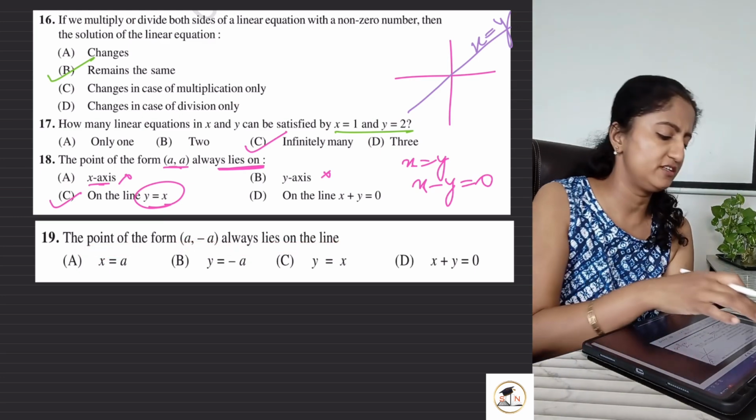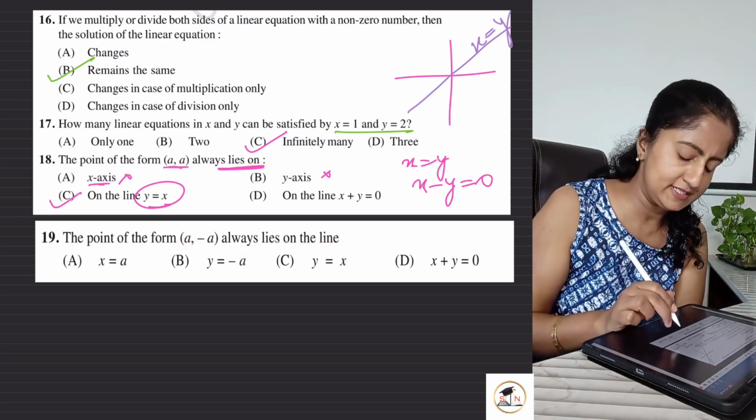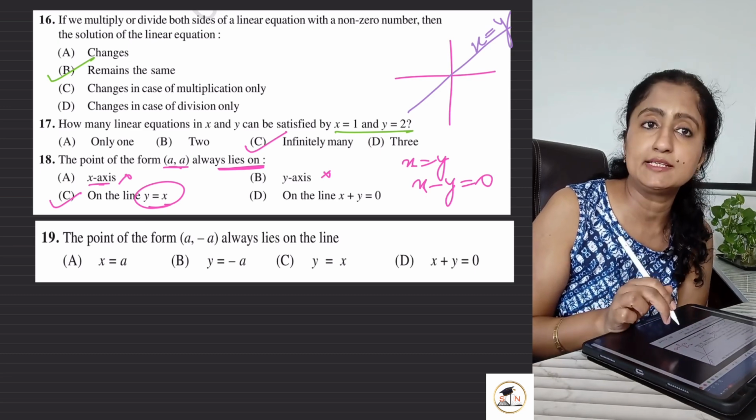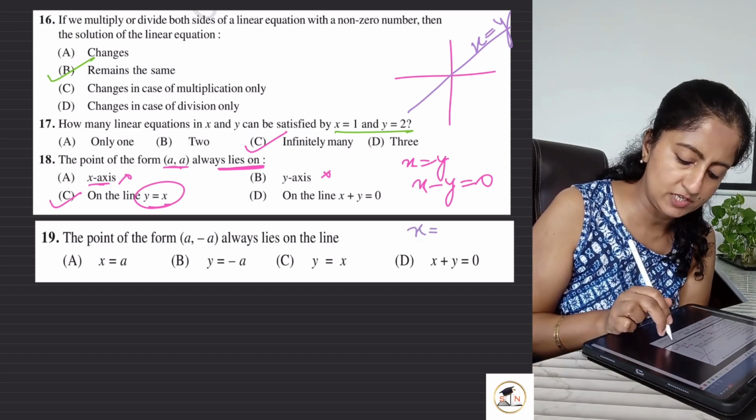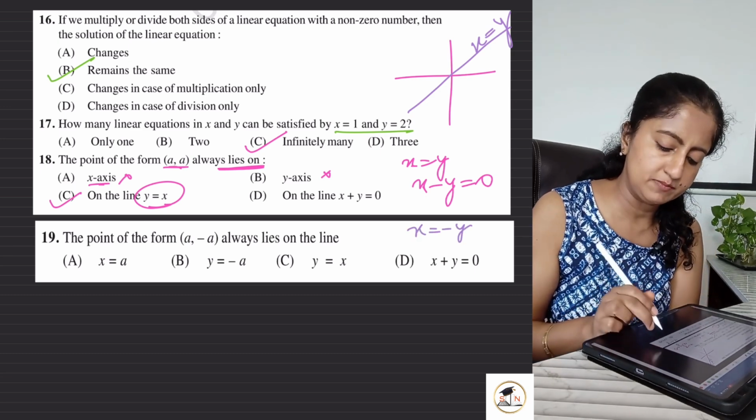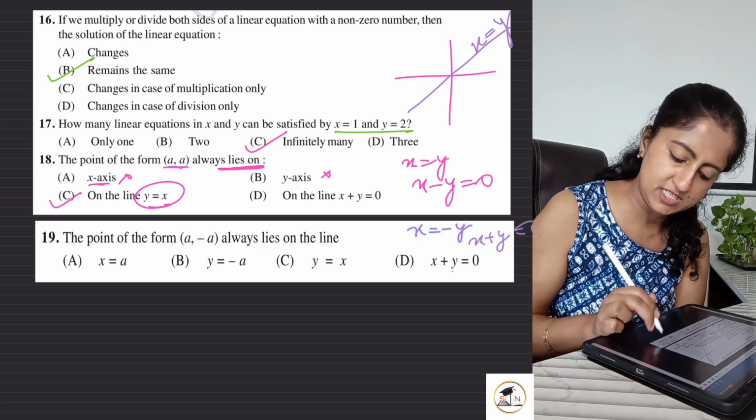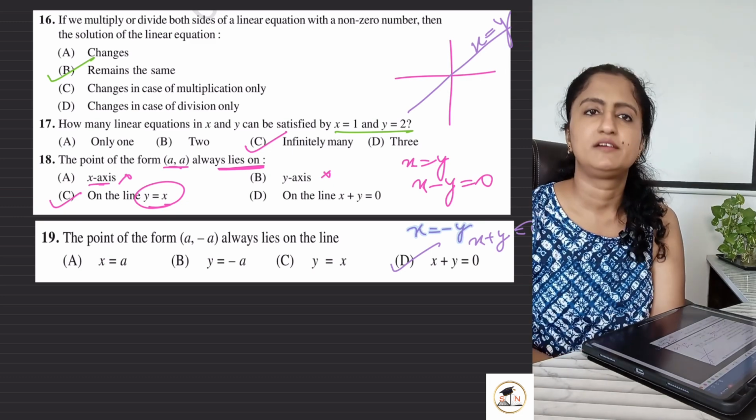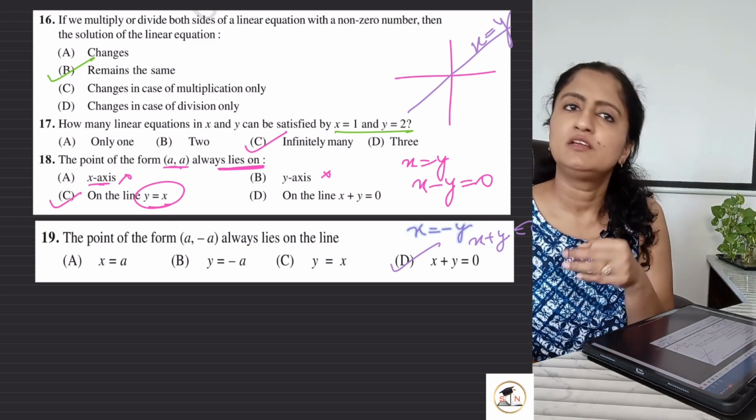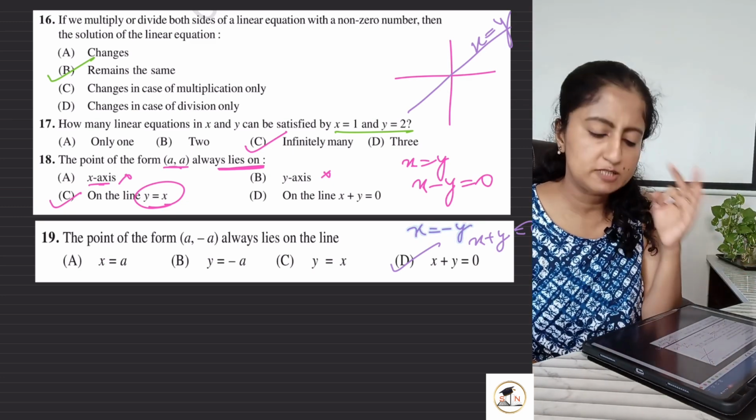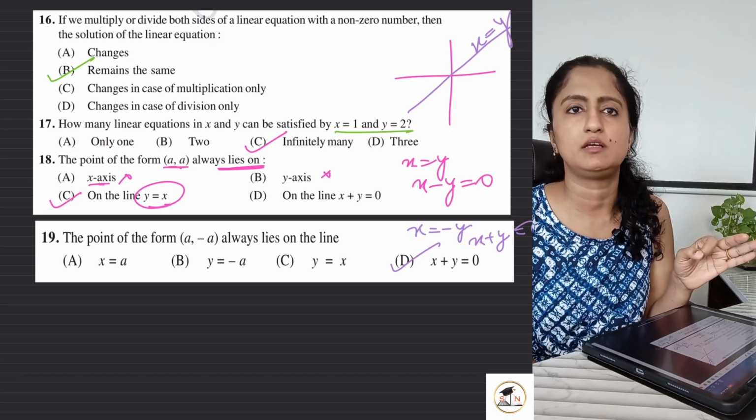यार फिर से वही क्वेश्चन, right? Always lies (a, minus a). That means we have x equals minus y. x equals minus y मतलब x plus y equals 0. नीचे नजर आ रही हो ऑप्शन, right? कितनी देर लगी? I think शायद 10 seconds. एक्सप्लेन भी कर दिया, आंसर भी मार्क कर दिया, right?